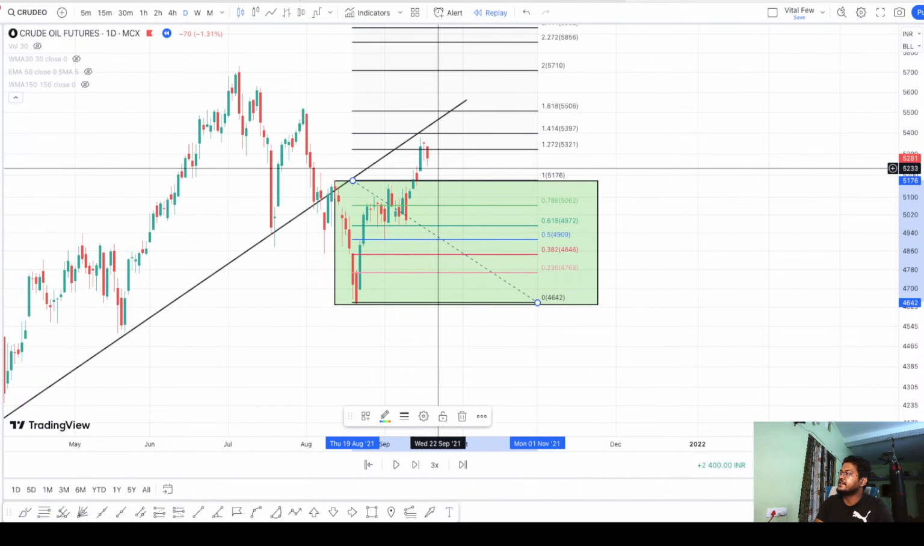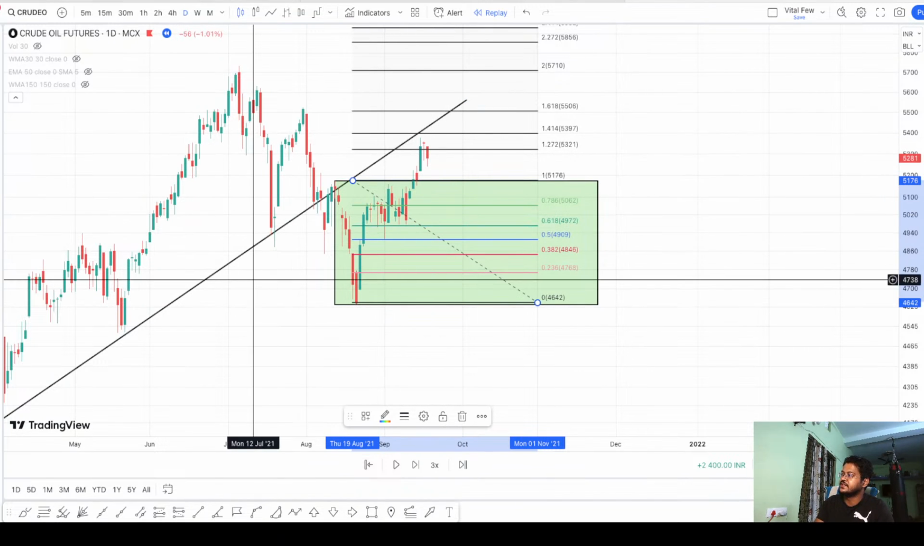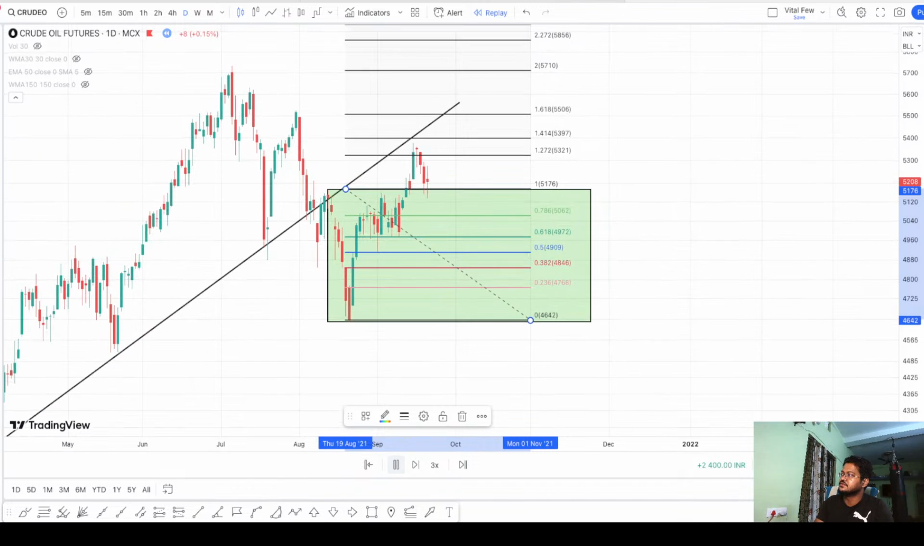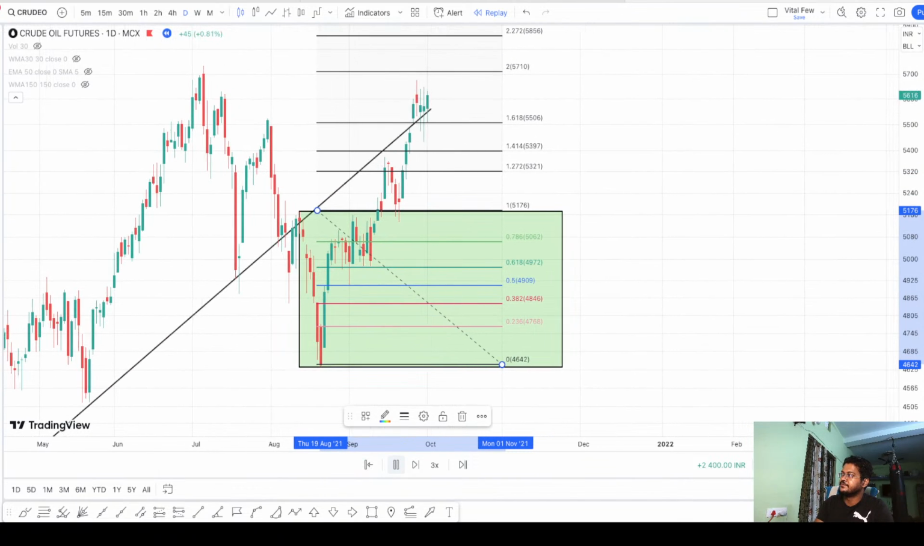Yeah, we can initiate a trade now, but it's too late. Okay, it has breached, it was staying above 0.618 level. Let's see where it goes. Yes, it is going up.